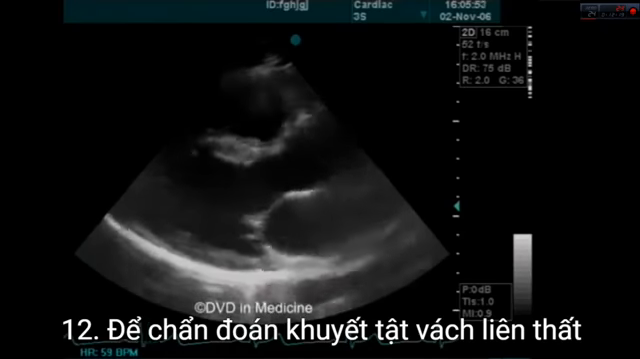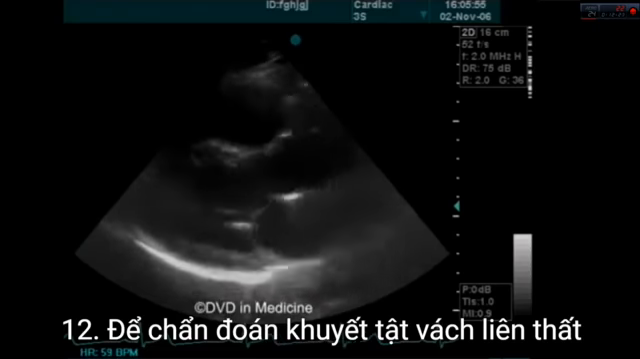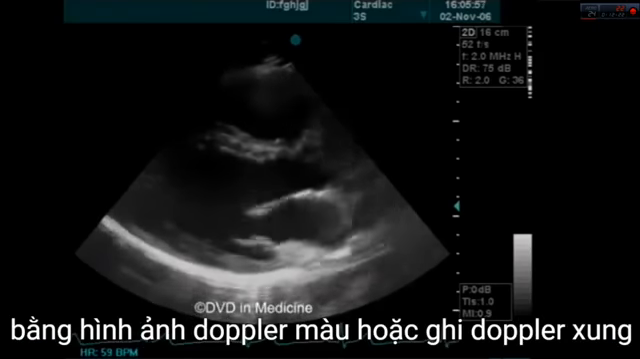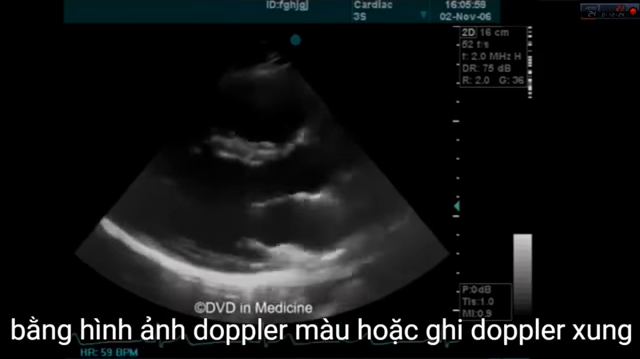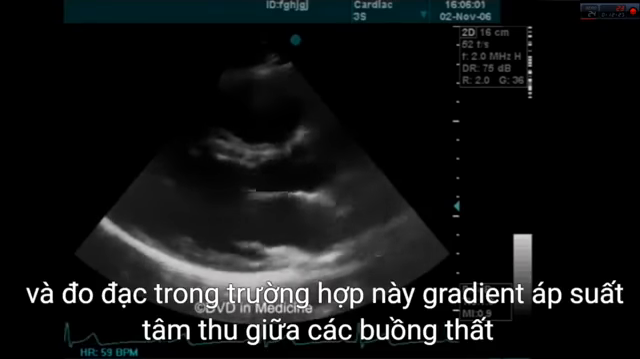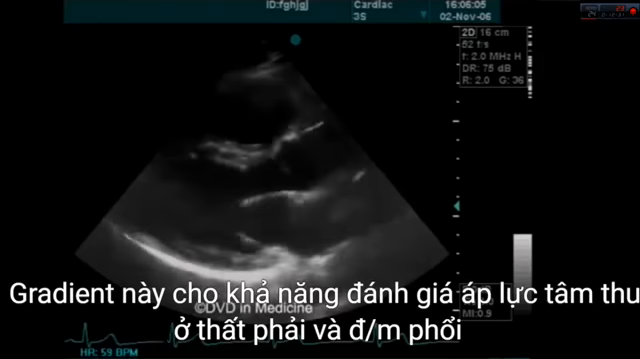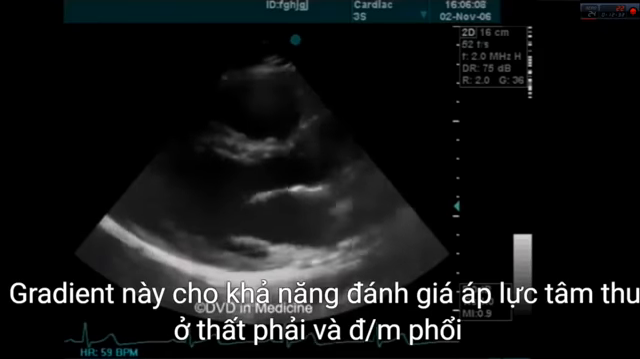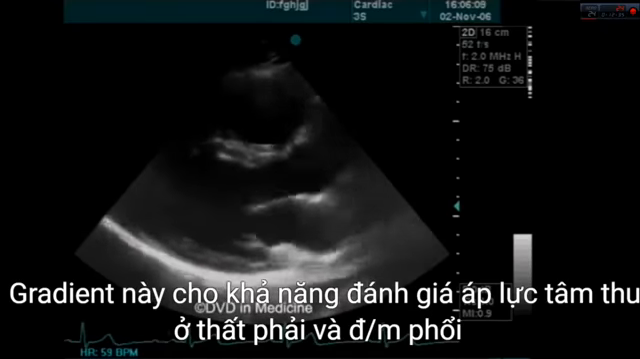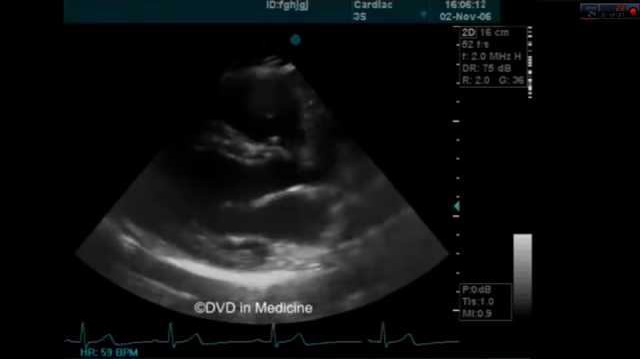12. To diagnose muscle defects of the interventricular septum with color Doppler imaging or pulsed Doppler recording, and to measure in this case the systolic pressure gradient between ventricles. This pressure gradient gives one the possibility to assess systolic pressure in the right ventricle and pulmonary artery.